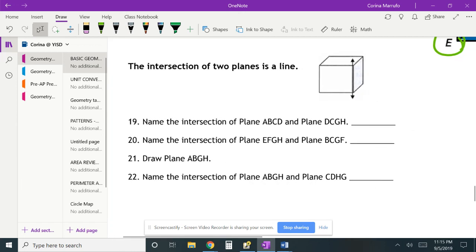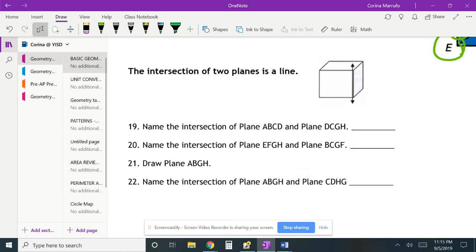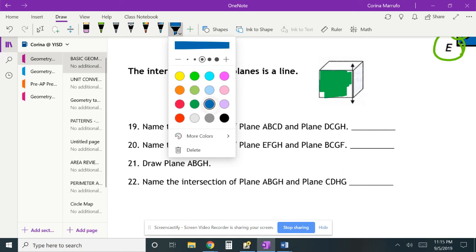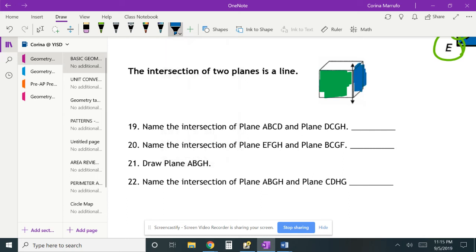All right, the next says the intersection of two planes is a line. So if you look, this plane and this plane, when they cross each other, they create this line that they drew on there for us already. This one right here. Okay, so if we look here, it says name the intersection of plane ABCD and plane DCGH. So let's go ahead and look.